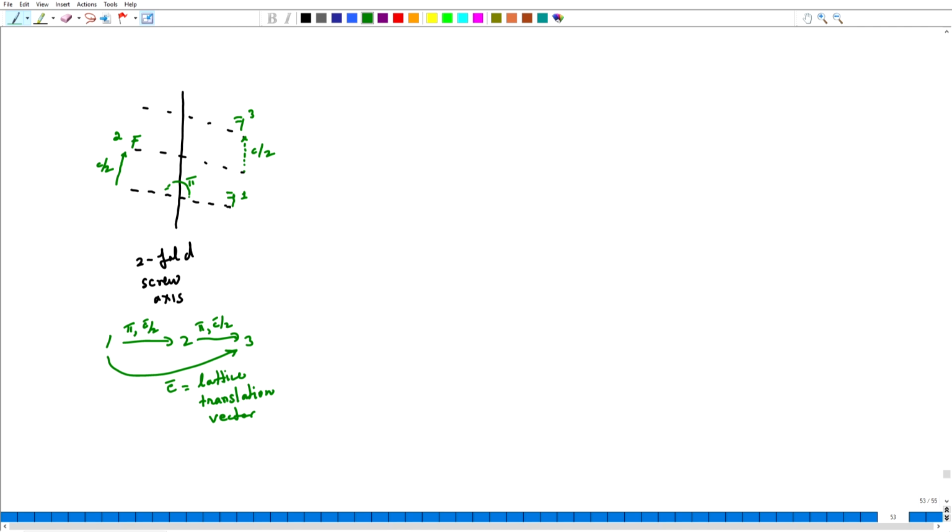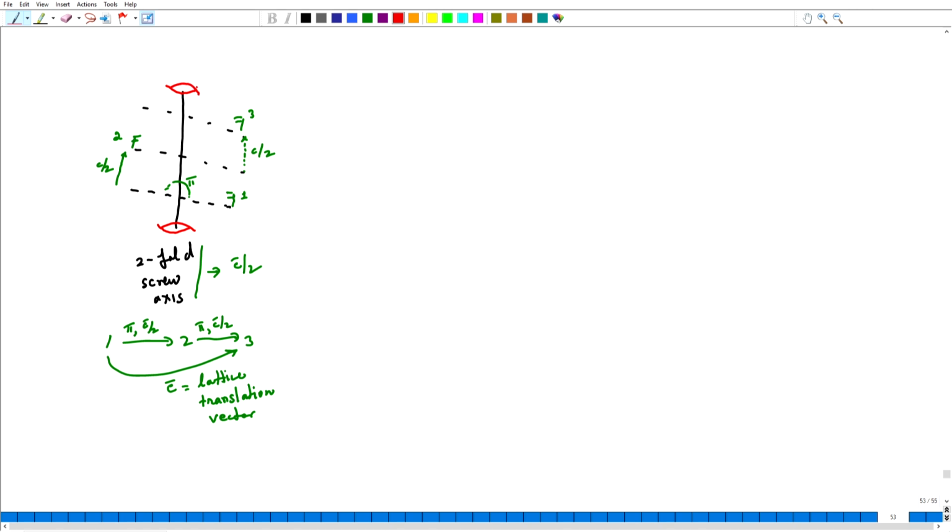So, therefore, for a two-fold screw axis, the translation component would be exactly half the lattice translation, but this is not going to be true for the 3-fold or the 4-fold or the 6-fold. We will discuss that later. Now, another thing, the symbol that we use for the screw axis starts out like a 2-fold, but we have these little fins to indicate that this is a 2-fold screw.